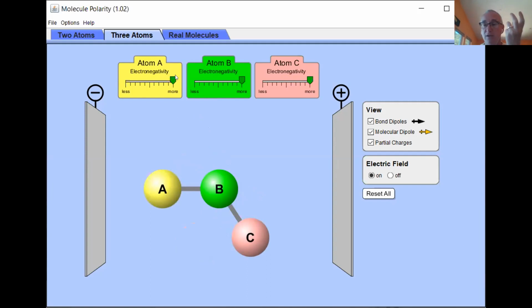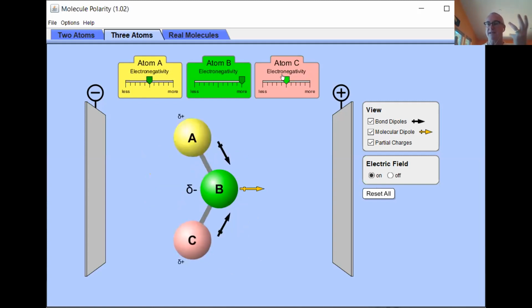So for a molecule to be polar, it needs two things. It needs polar bonds. You can't have a polar molecule without polar bonds. So I need to have bond dipoles to make a polar bond. That's essential. The other thing I need, though, is that it can't be symmetrical. In other words, I can't have these bond dipoles cancel each other out.